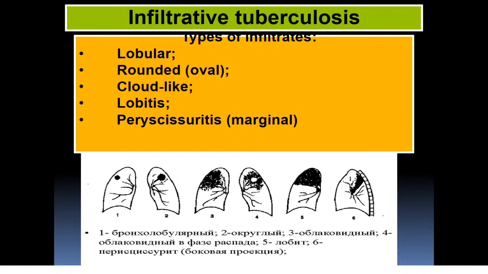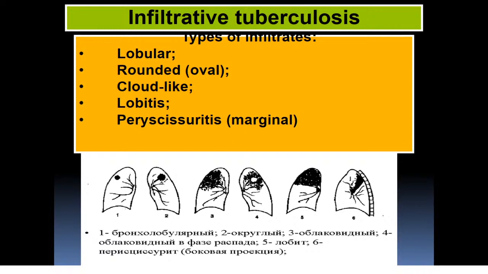Next infiltrate is named rounded or oval, looks like a round formation, but without clear contours. And this type you can see on the second scheme. Sizes of rounded infiltrates are more often from 3 to 5 centimeters. And rounded infiltrate can be connected with lung roots by lymphatic vessels, lymphangitis can form.